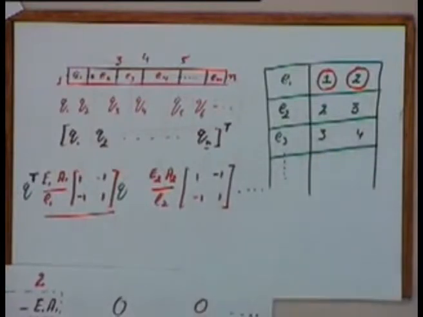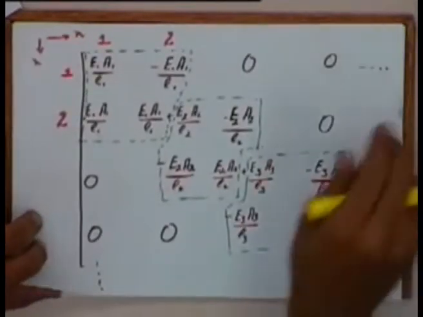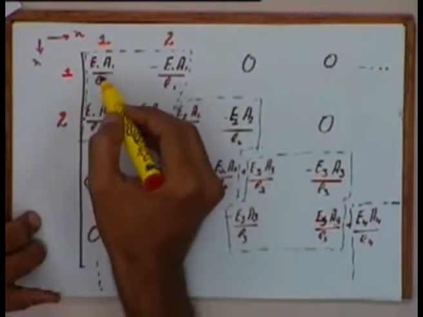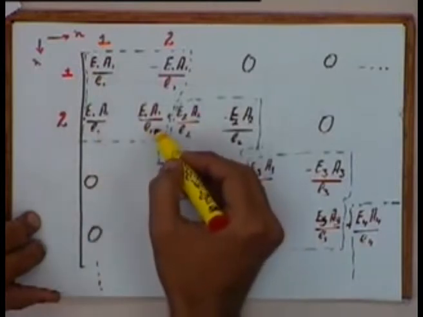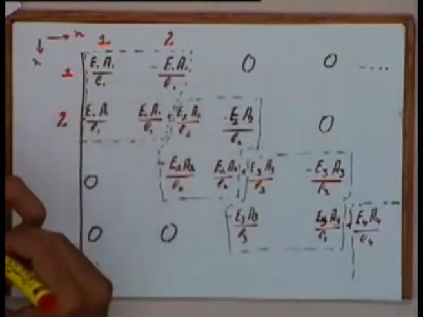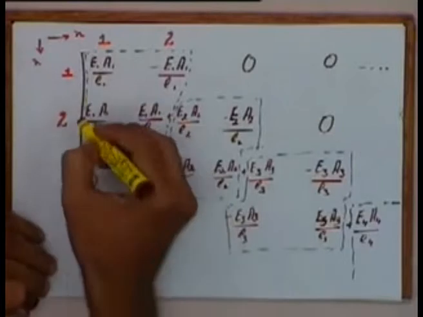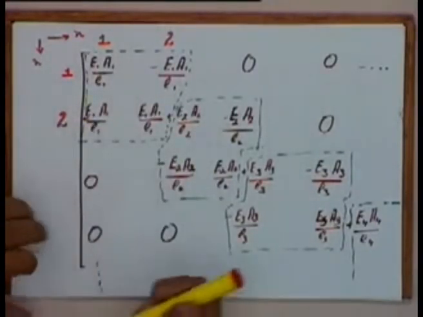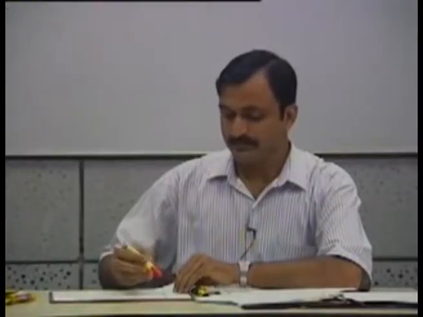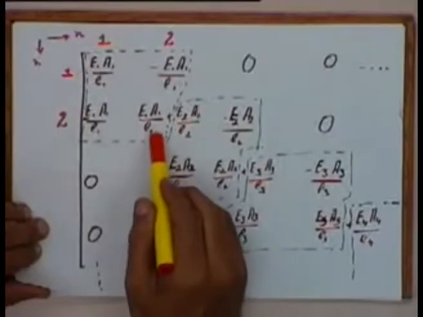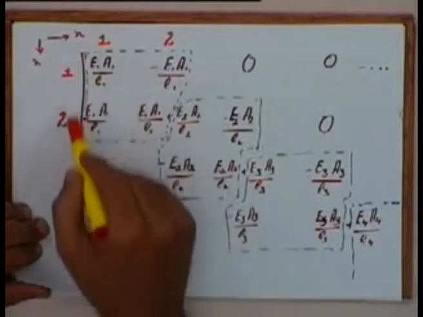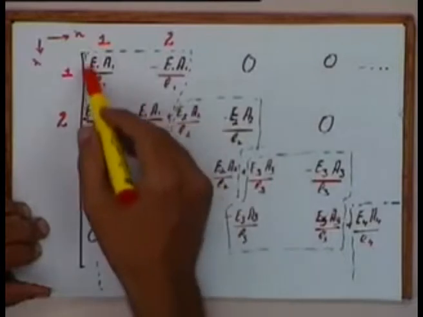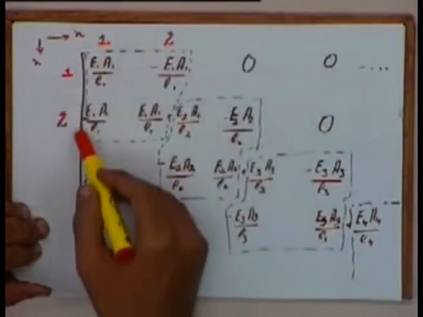I got four terms here, that is E1 A1 by L1 multiplied by 1, minus 1, minus 1 and 1. So the four terms of the element stiffness matrix for the first element come in these four locations.